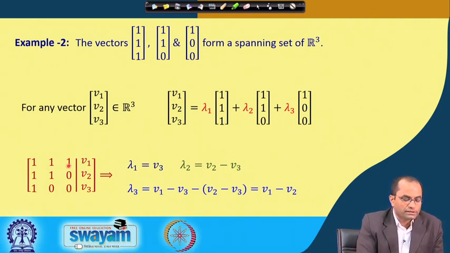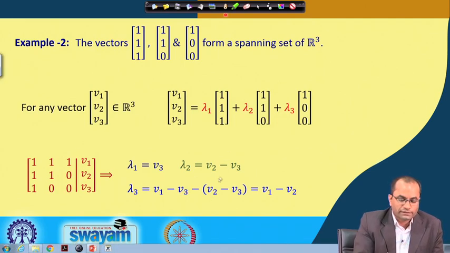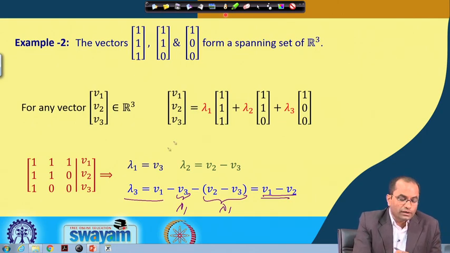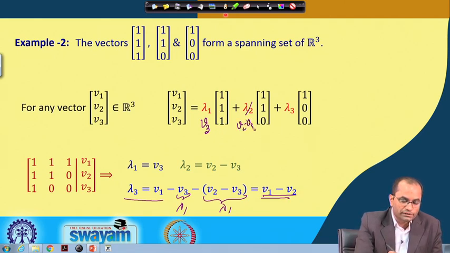From the first equation, lambda 1 plus lambda 2 plus lambda 3 is equal to v1. So, lambda 3 will be v1 minus lambda 1, which is v3, minus lambda 2, which is v2 minus v3. So, from the first equation we got that lambda 3 is equal to v1 minus v2. Here the lambda 1 is just v3, the lambda 2 is v2 minus v3, and the lambda 3 is v1 minus v2.